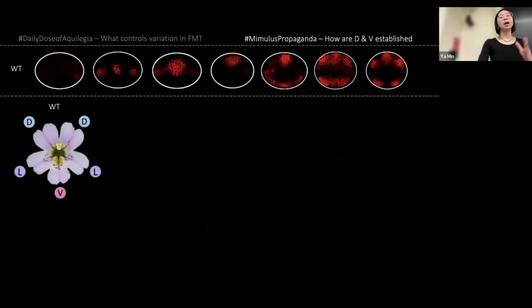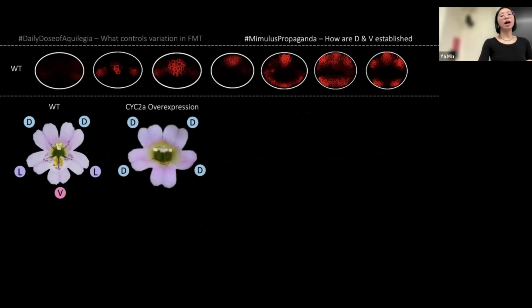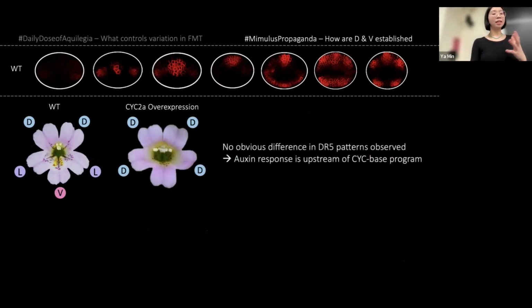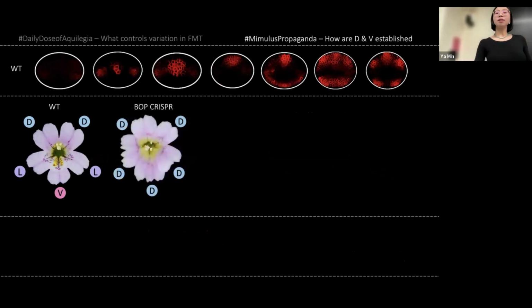To answer this question, I put the same fluorescent reporter lines into many other mutants that I have, and I can compare the patterns of DR5 in different backgrounds. For example, here I have a dorsalized flower resulting from overexpressing one of the cycloidea genes. But the DR5 pattern in this background didn't really change, suggesting that oxygen response is indeed upstream of the cycloidea-based program. But here we have another dorsalized flower that resulted from knocking down one of the genes called BOP, and the situation is slightly different.